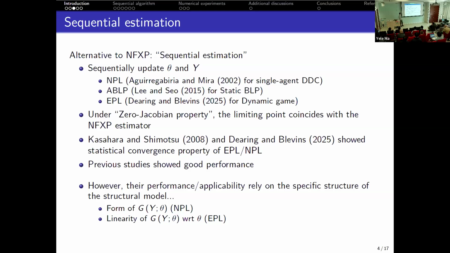However, their performance and applicability rely on the specific structure of the structural model. Concerning the NPL, basically it works well in single agent dynamic discrete choice models, but it is not clear whether the idea of NPL is also applicable to other kinds of structural models. And concerning the EPL, basically its performance crucially relies on the linearity of g by theta with respect to theta.